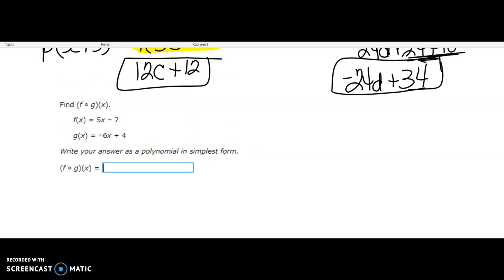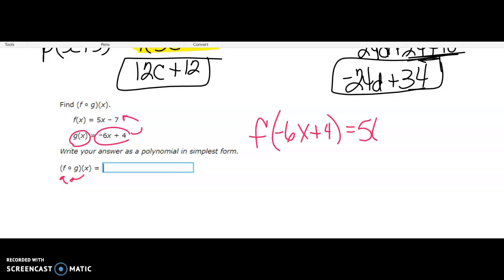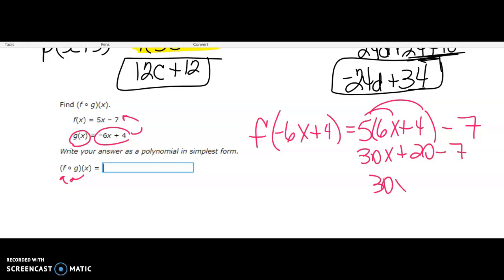And here you go. So G into X, and that answer into F, but we already have G of X. So basically we're putting that one in here. So I need to be more specific, sorry. So F of negative 6X plus 4 equals 5X minus 7. So negative 6X plus 4 goes in here. We're going to distribute, and we're going to put our like terms together. That's it for that problem.